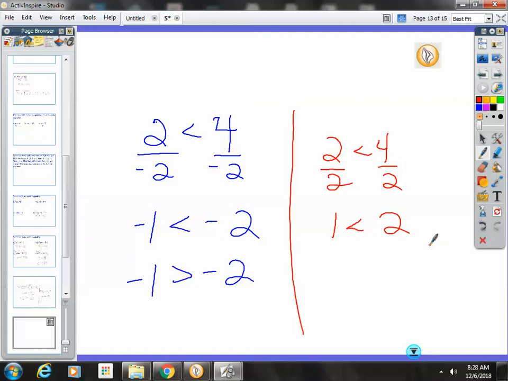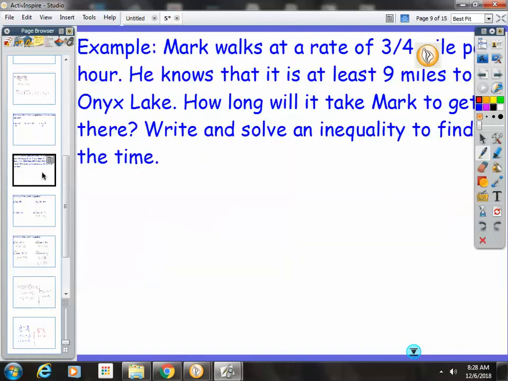All right, real quick, let's look at the word problems. Look at the one where it talks about Mark. Mark walks at a rate of 3/4 mile per hour. He knows that it's at least 9 miles to Unks Lake. How long will it take Mark to get there? Write and solve an inequality to find the time.